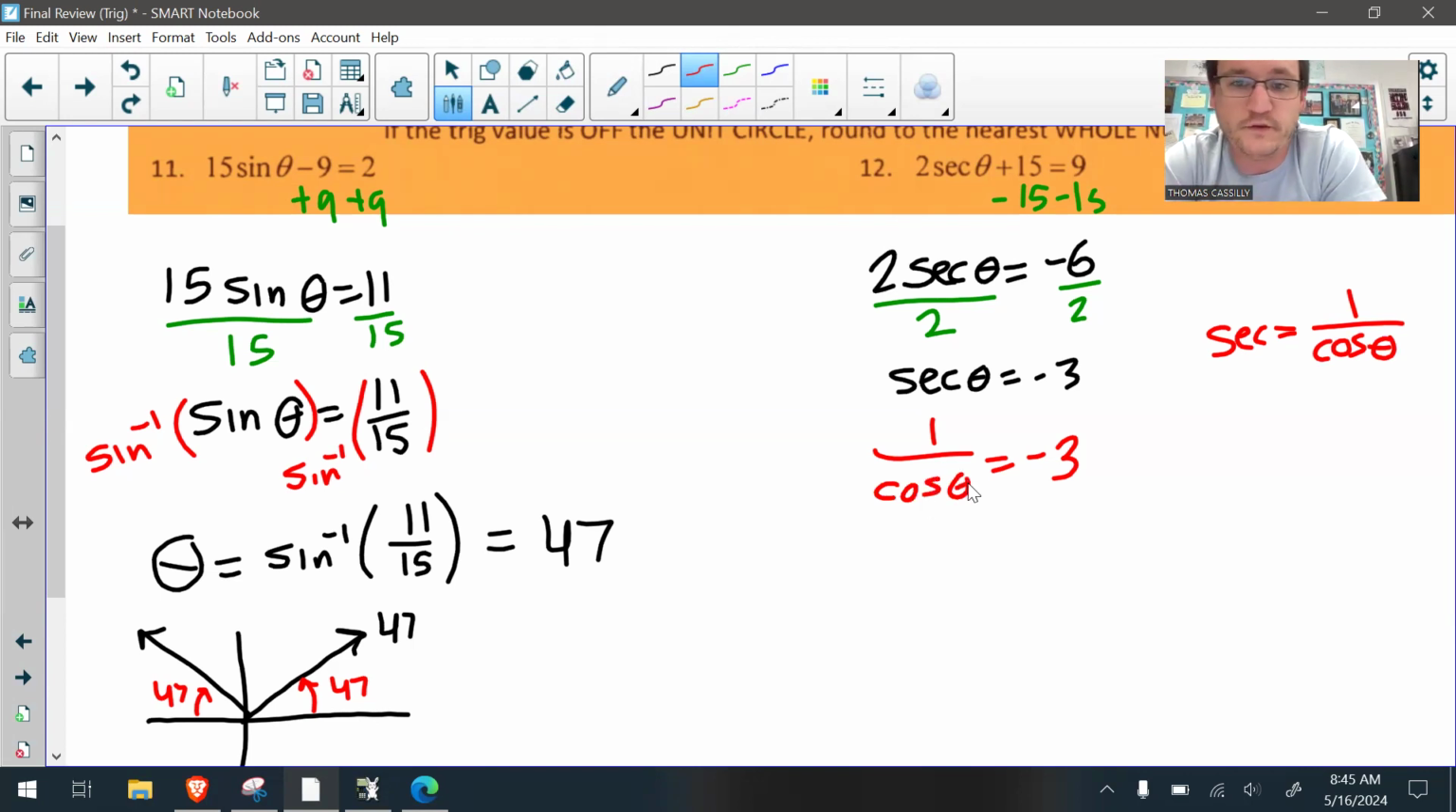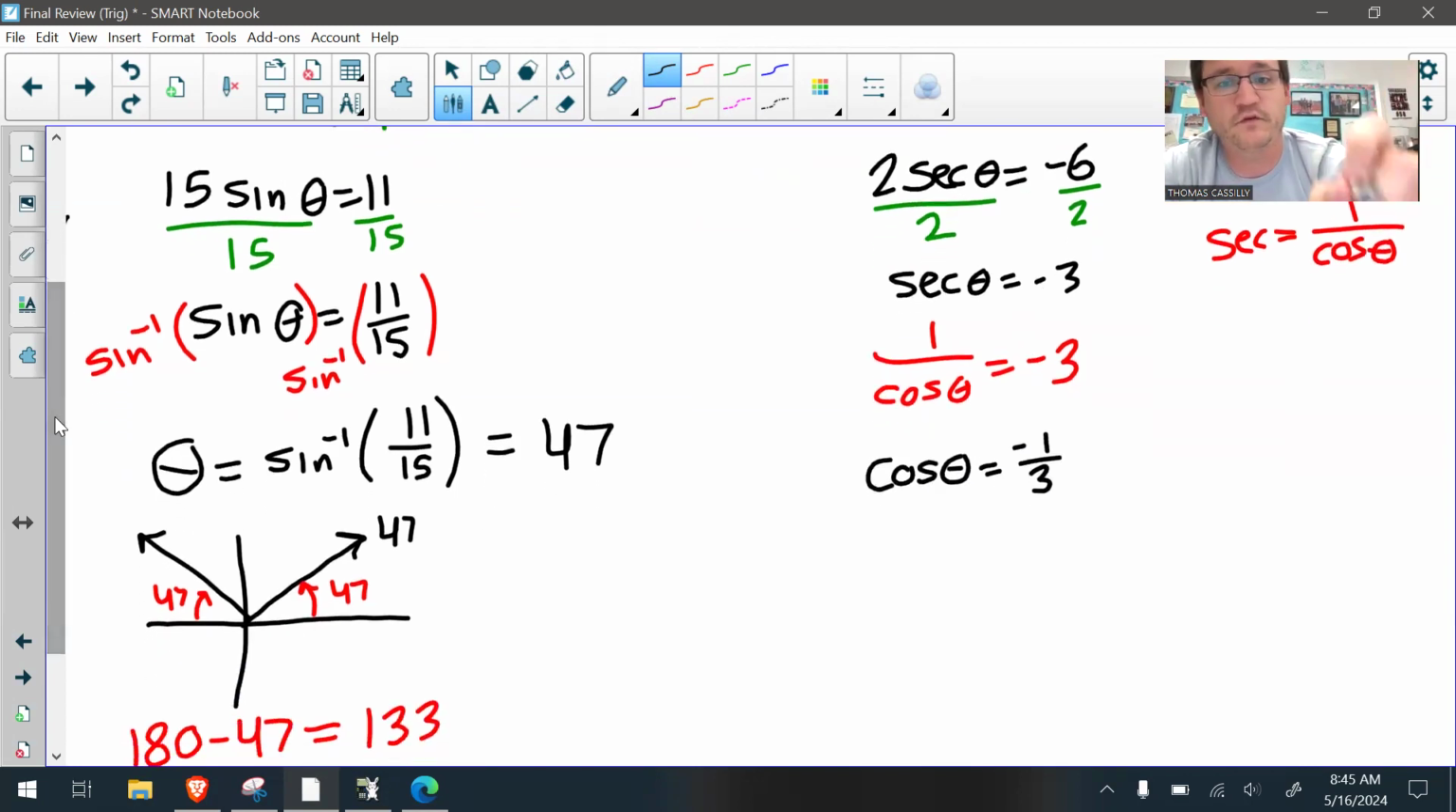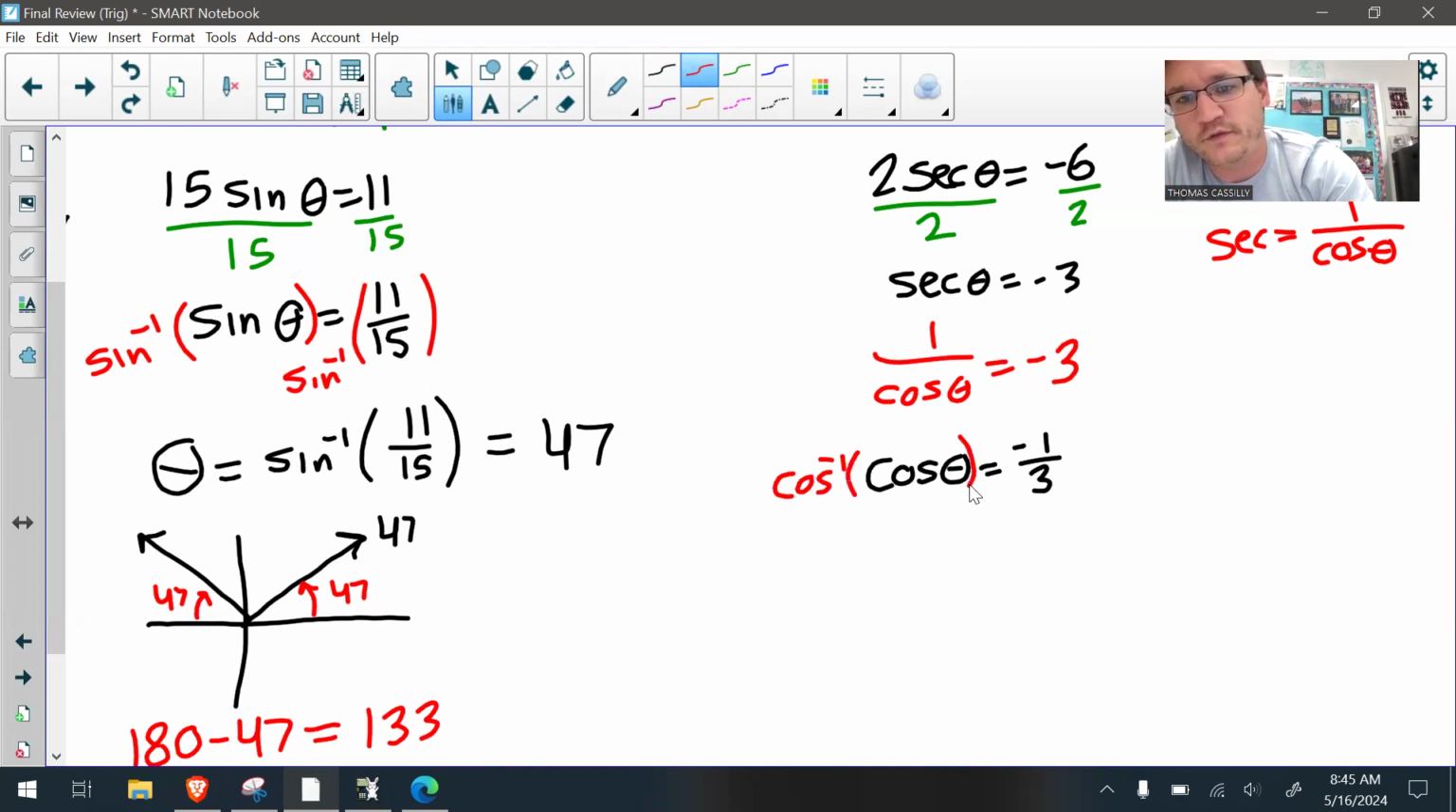So it's 1 over cosine, right? So 1 over cosine equals -3. So take the reciprocal of both of those, and you can say the cosine of theta equals -1/3. Right? Now we are ready to take the inverse. So taking the inverse cosine on both sides. Remember, inverse cosine, arc cosine, those mean the same thing.